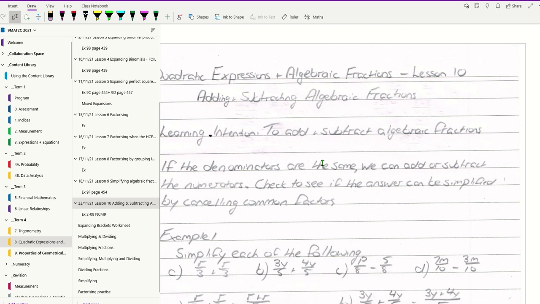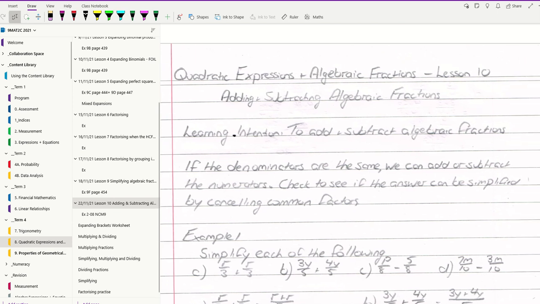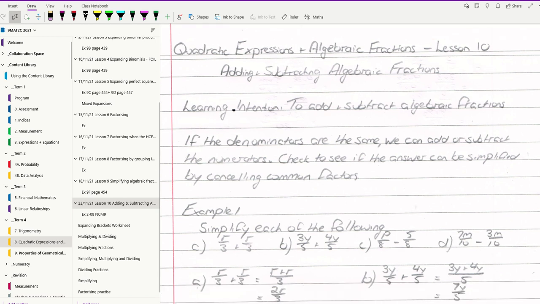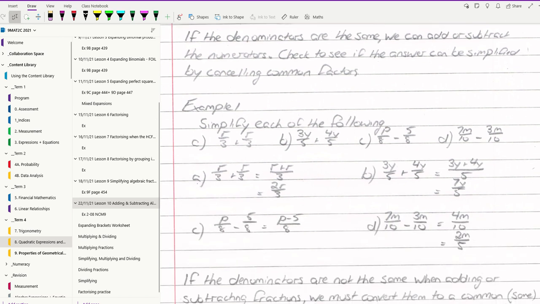Today we're going to look at adding and subtracting algebraic fractions. Now, the denominators are the same. We can add or subtract the numerators just like we do if we have just numbers on top. Just when we've done that, check to see if the answer can be simplified by cancelling common factors.